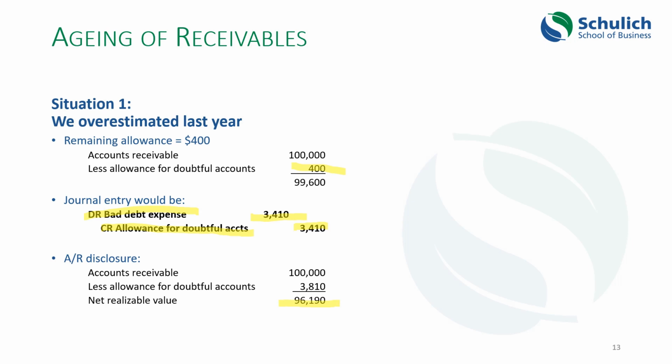So that's the face amount of $100,000 minus the allowance that we set up. The first two figures there, the $100,000 and the $38.10, are not normally going to be disclosed to the average reader of the financial statements. All we're going to show them is that net realizable value. So that's the situation when we overestimated last year.